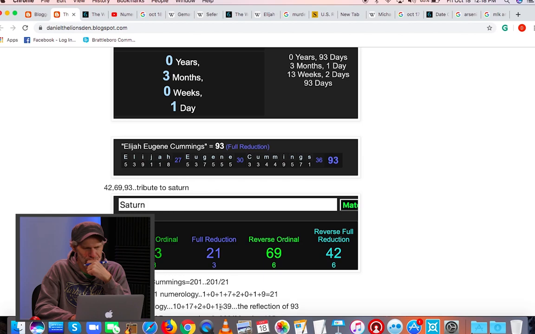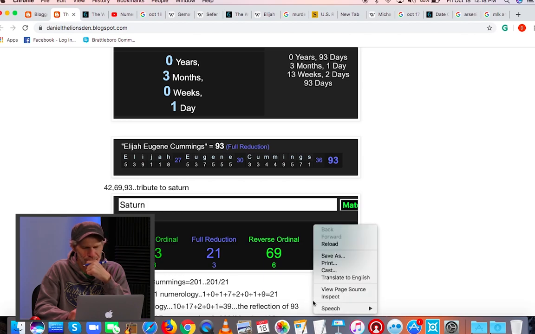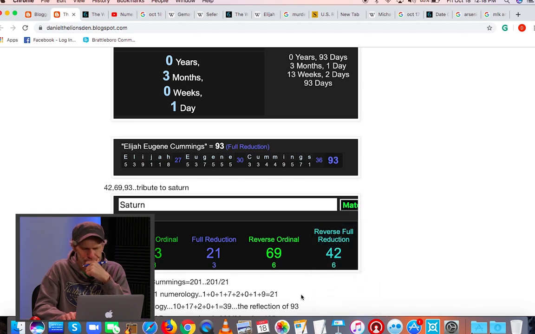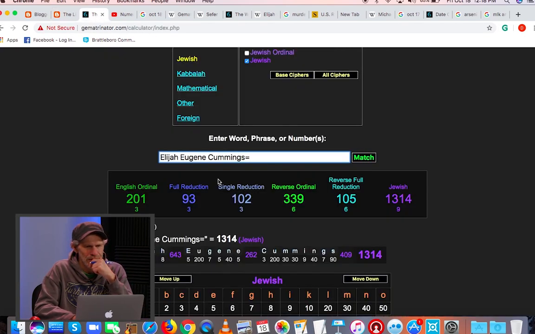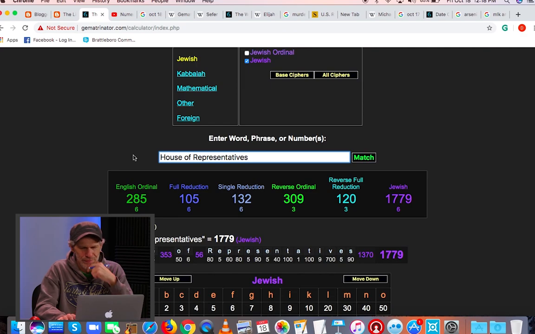Oh, I forgot the other 9. Little typo there. In the House of Representatives equals 309, or 39, or 39 for you. Obvious parallels between Elijah Eugene Cummings, Malcolm X, and Martin Luther King, 309.